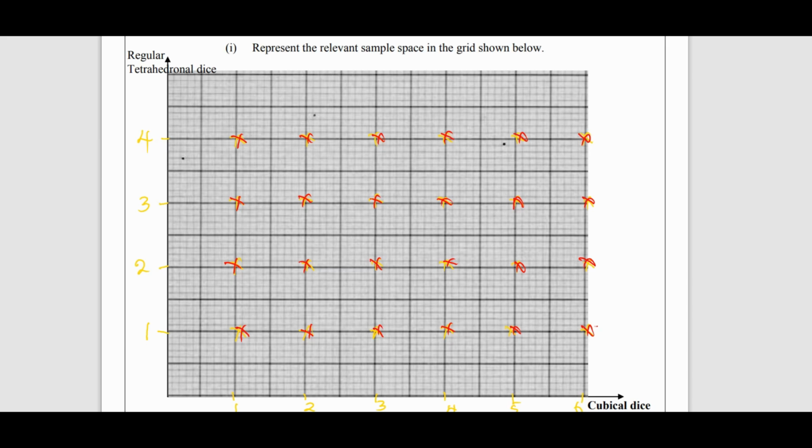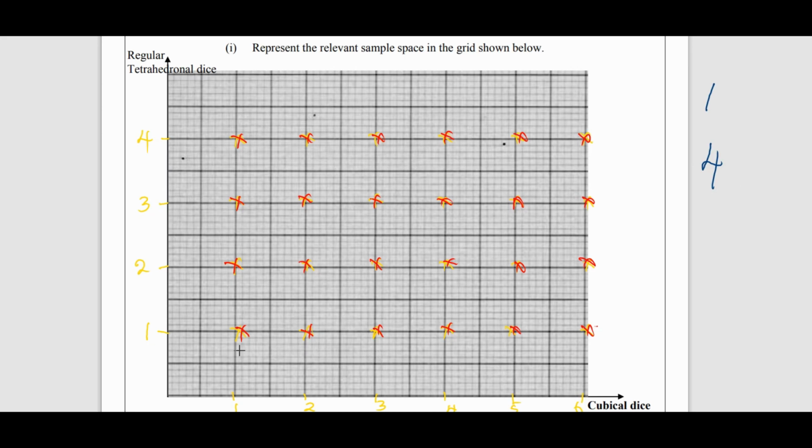Then in question number 2, encircle the event of getting a square number on both dice and write the probability of it. They are asking to encircle having the square number on both dice. That means if the tetrahedral die is getting a square number, the cubical die should definitely be a square number too. First of all we have to find out what the square numbers here are. The square numbers here are 1 and 4. 1 and 4 are the perfect square numbers.